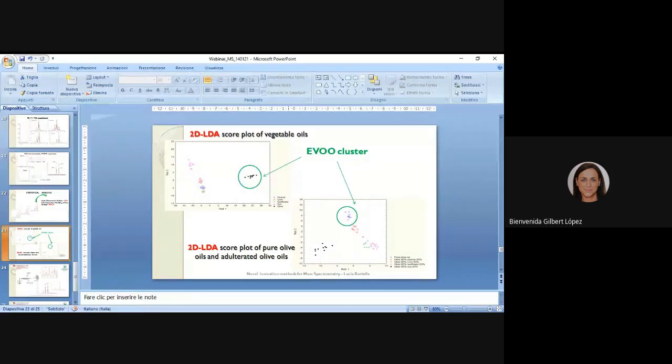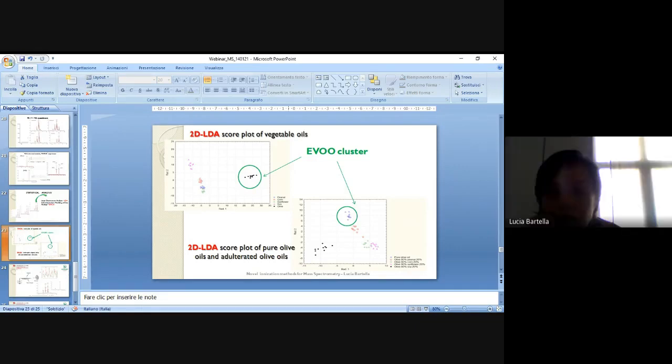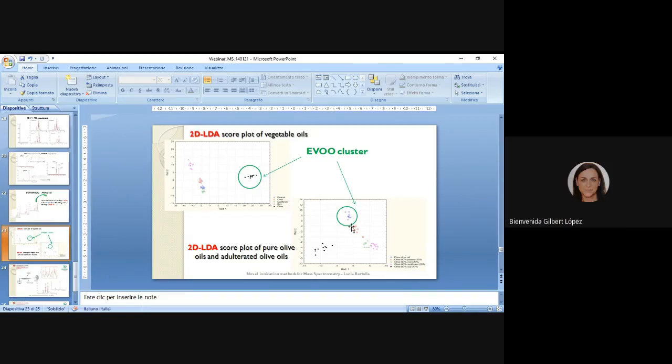I don't think it is so bad. So 20%, it's okay. I think it's better if you try to discriminate them by the fatty acid profile. Yes, the TAG profile. So thank you very much. Thank you.